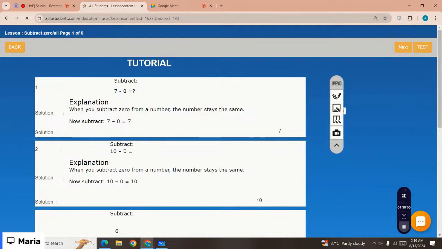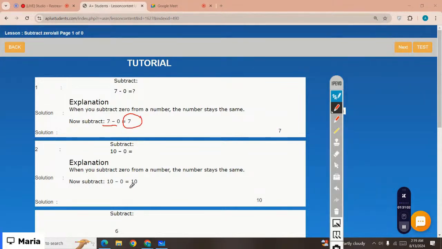Subtracting 0 means the number stays the same. Whatever number it is, if you subtract 0 from it, the number stays the same. Look, 7 take away 0, that is 7. 10 take away 0, that is 10. So whatever number it is, when you are subtracting 0 from it, the number stays the same.